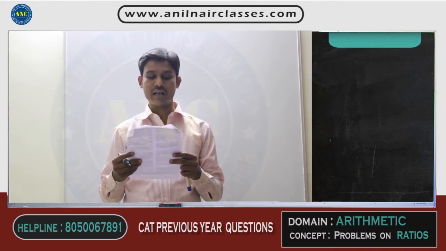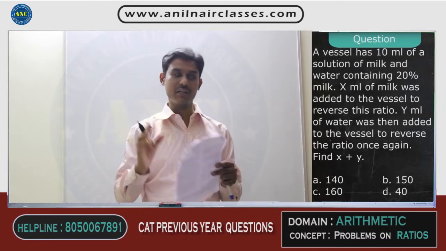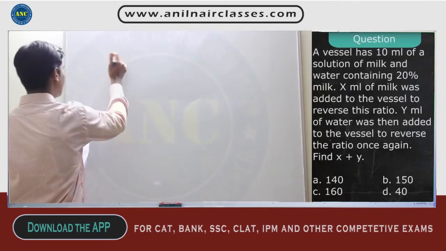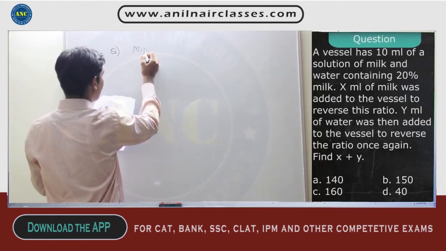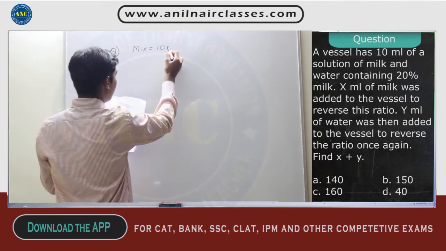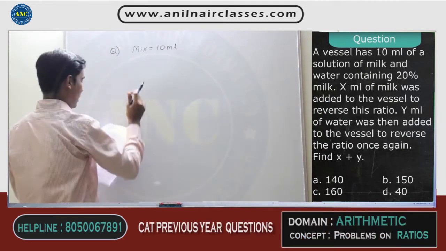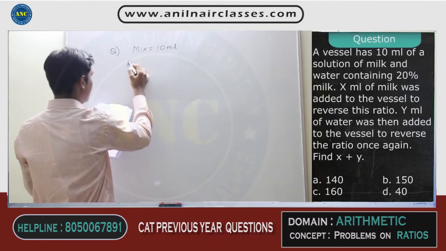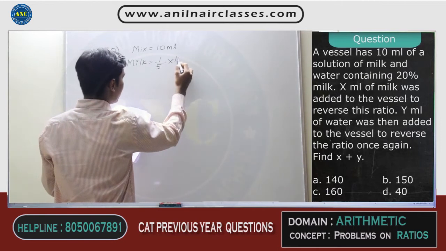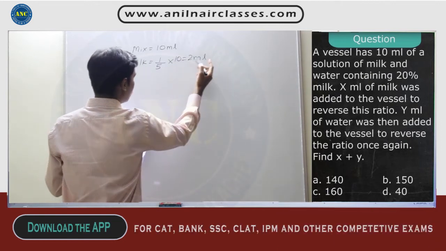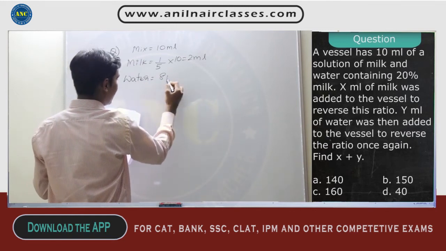A vessel has 10 ml of solution of milk and water containing 20% milk. That means the mixture of milk and water present is 10 ml. Out of this 10 ml, 20% is milk. Now what is 20% of 10? 1 by 5 of 10 is 2 ml. That means 2 ml is milk and the remaining 8 ml should be water, right?